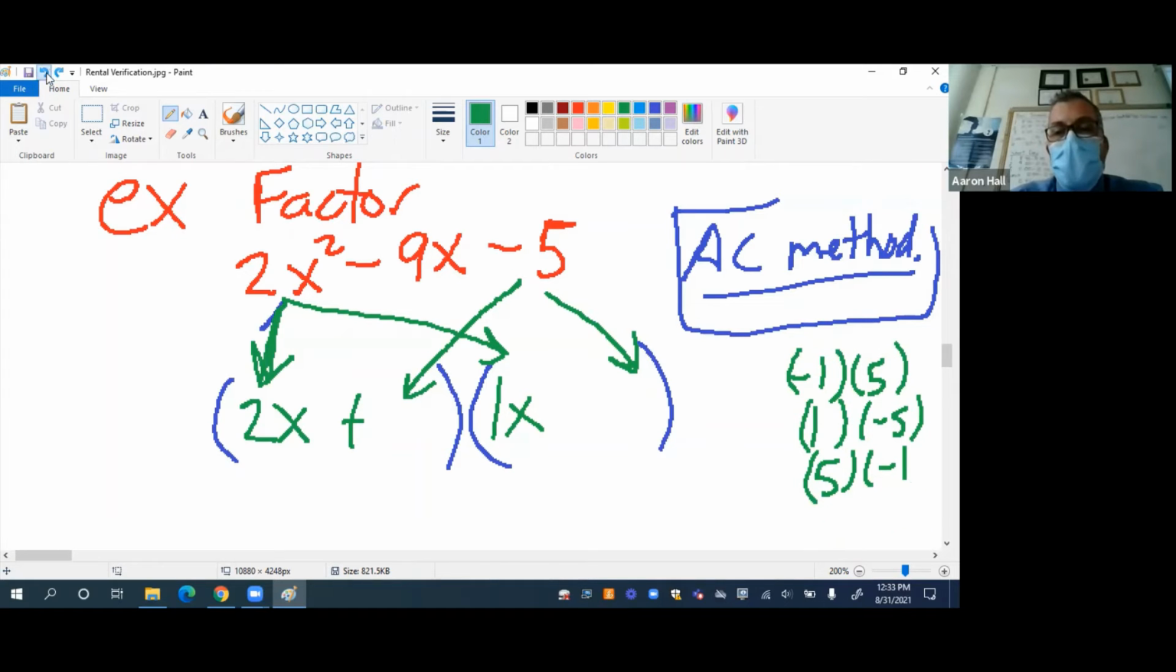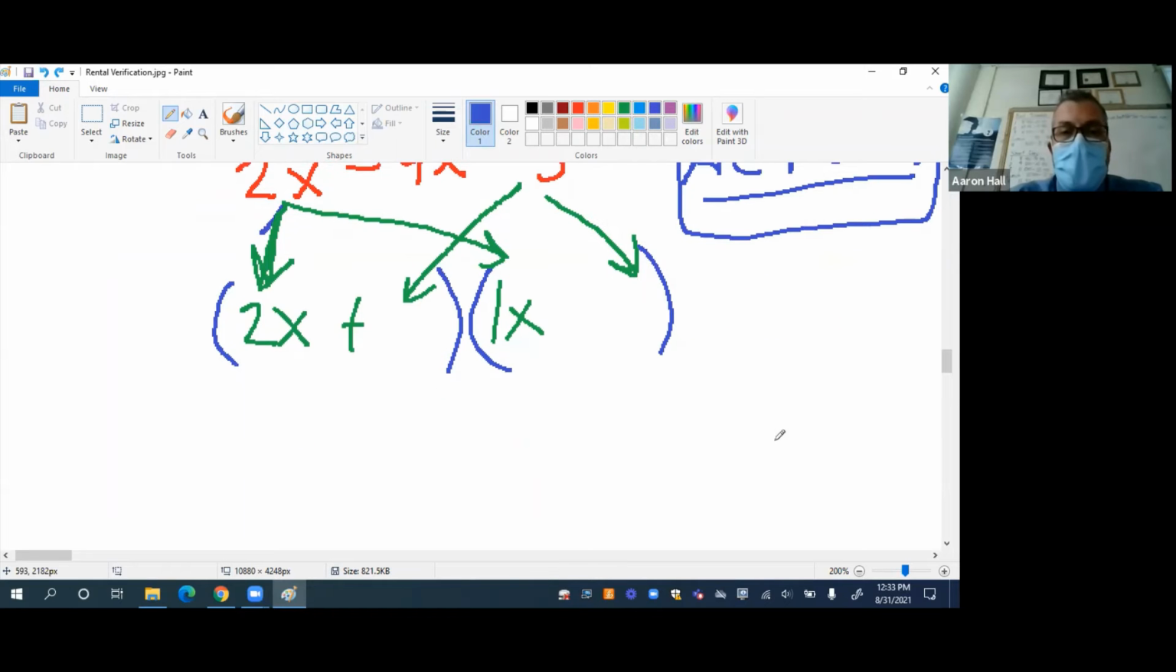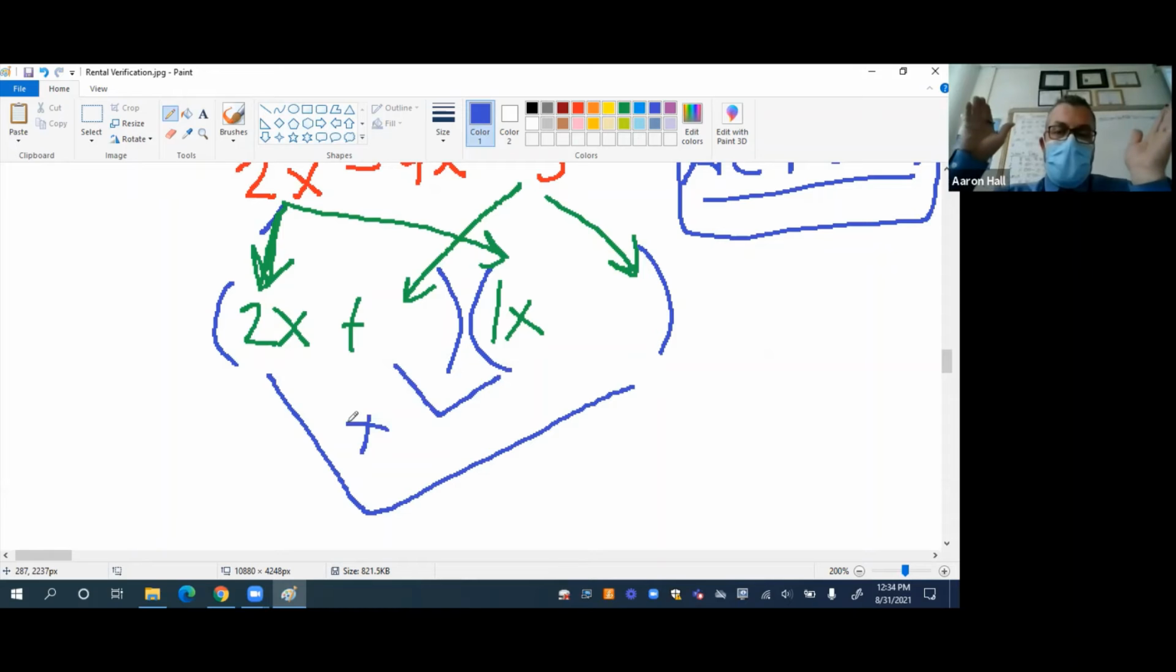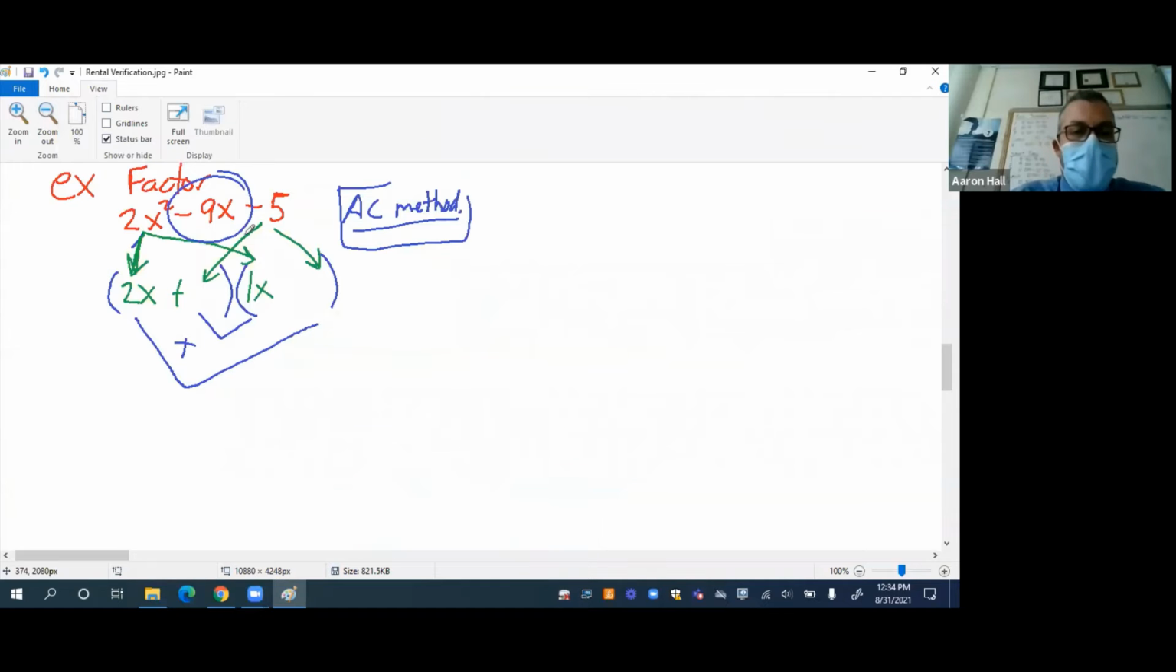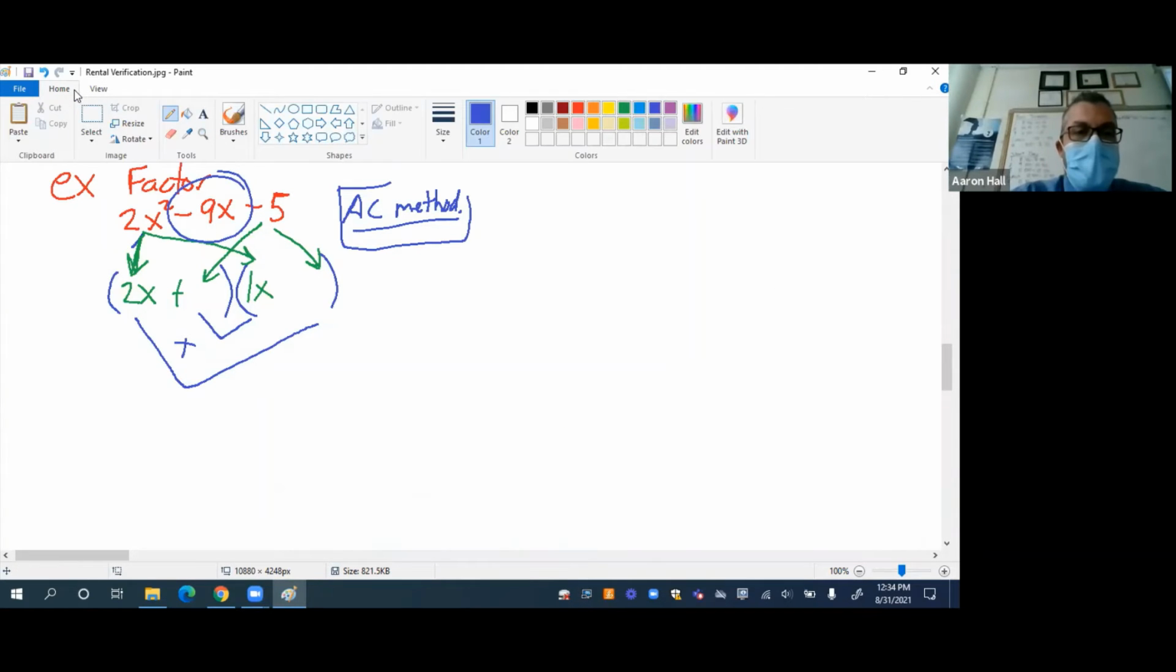Now, when I make this choice of what goes there, this is the last part that has to be true. I need to make sure that the sum of the products of the outer numbers and the inner numbers equals this number here. Maybe I need to learn the AC method because it might be easier. But all that's going to equal -9.